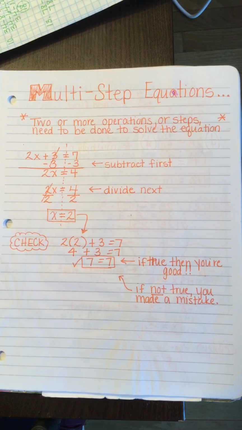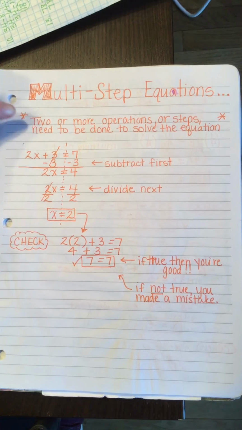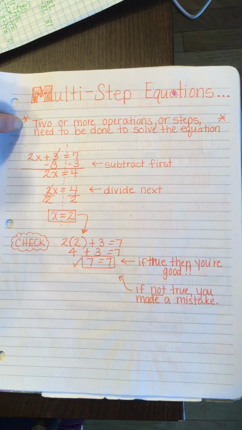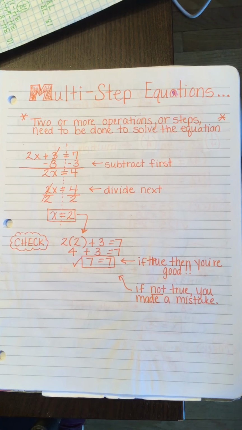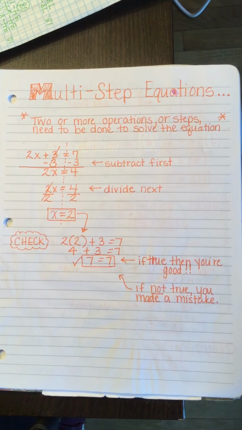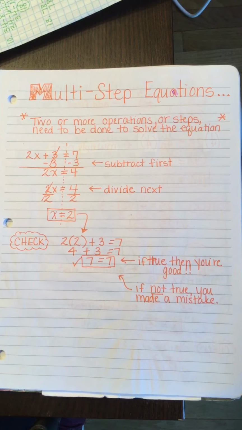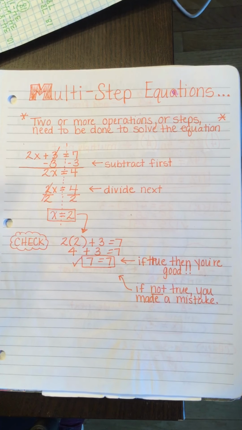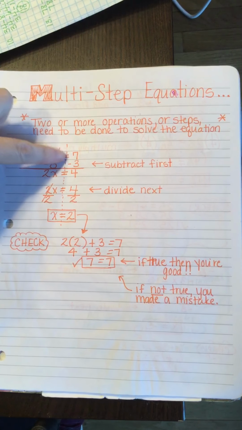So for your notes for today, it says two or more operations or steps need to be done to solve the equation. So that's what makes it a multi-step. We just worked on one step before. If I'm going fast, obviously you can pause the video. You could pause it at the end of the page and copy, or just listen while I talk. Totally up to you. So if we've got the problem 2x plus 3 equals 7.